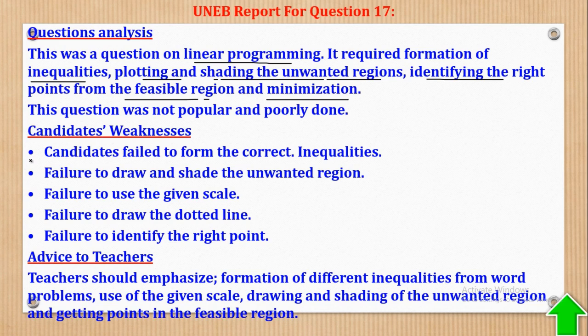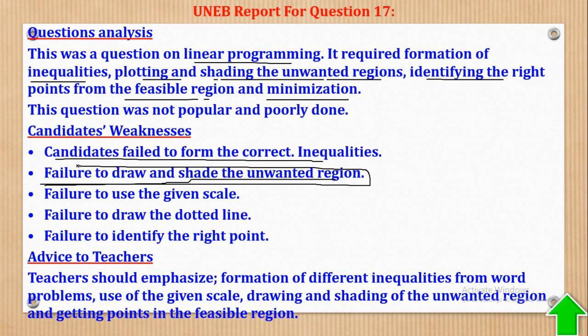So the weakness of candidates in that year: candidates failed to form correct inequalities, so inequalities must be formed correctly. Then two is failure to draw and shade the unwanted regions. Like I said, the other table we drew, which had regions, borderlines, coordinates, and testing, is very vital, because without it, it may become difficult for you to shade.